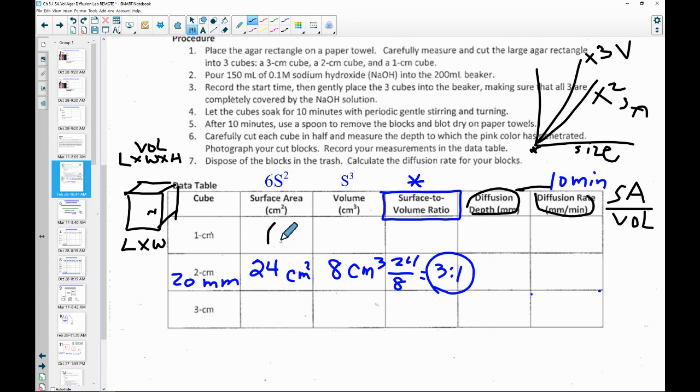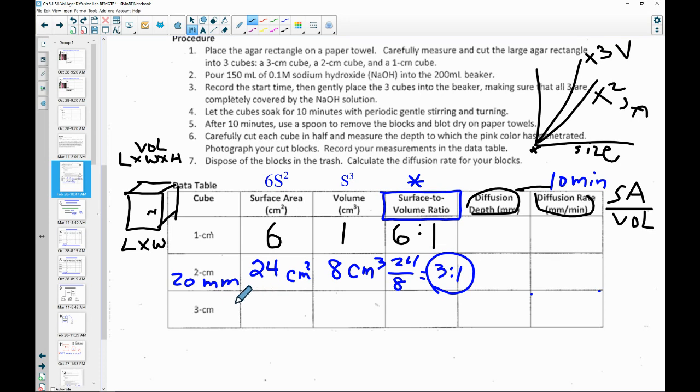We have a surface area of 6 if we have a 1 centimeter cell. 1 times 1 times 1 is 1. I saw a common mistake of people doing 3, forgetting to multiply and adding instead. So my ratio here is going to be 6 to 1, which is a pretty good ratio.